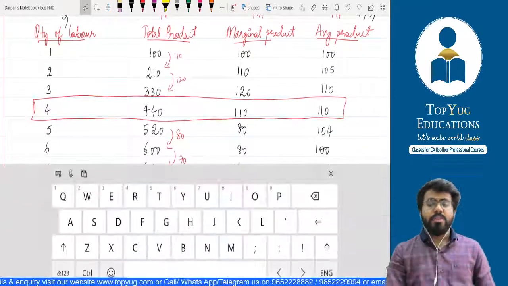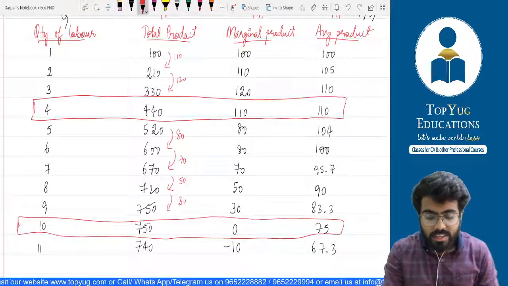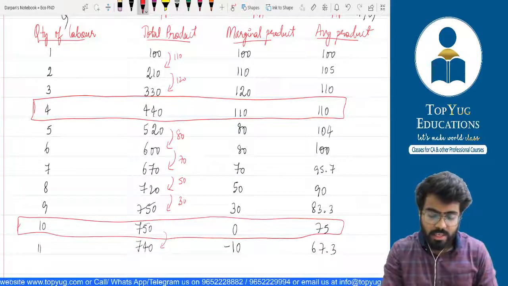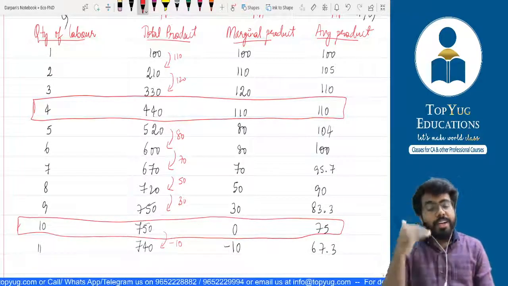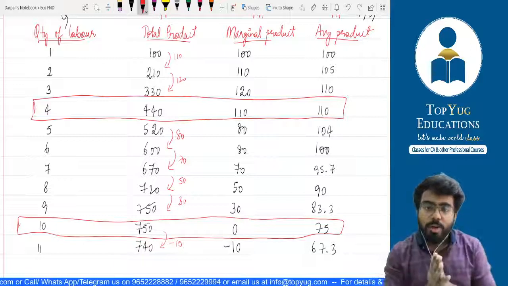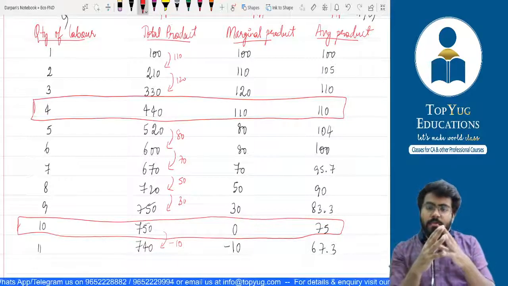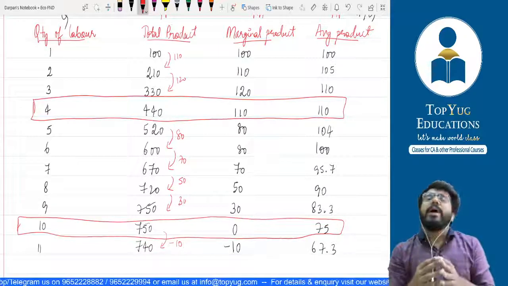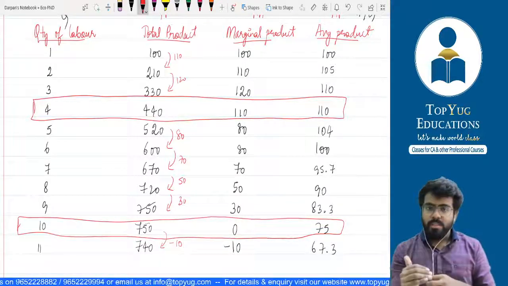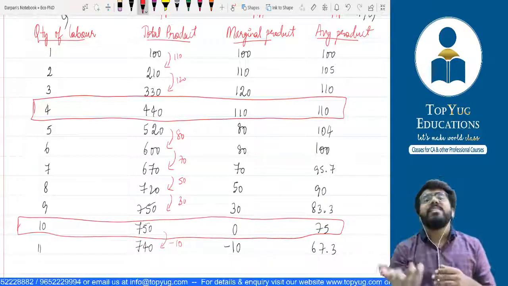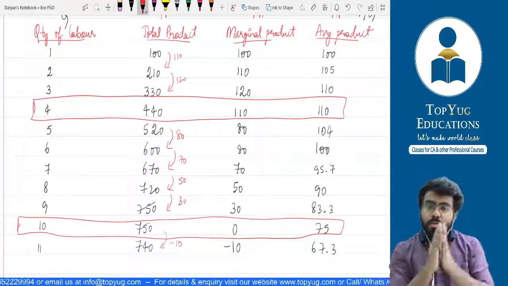Then what happened? After the marginal product has become 0, total product started decreasing, right? This is minus 10. The total product started decreasing. So what happened to total product finally? Total product increased at an increasing rate at first when MP was increasing. Then total product still increased at a decreasing rate when MP was decreasing. Then total product started decreasing when MP turned negative. Okay? This is total product.